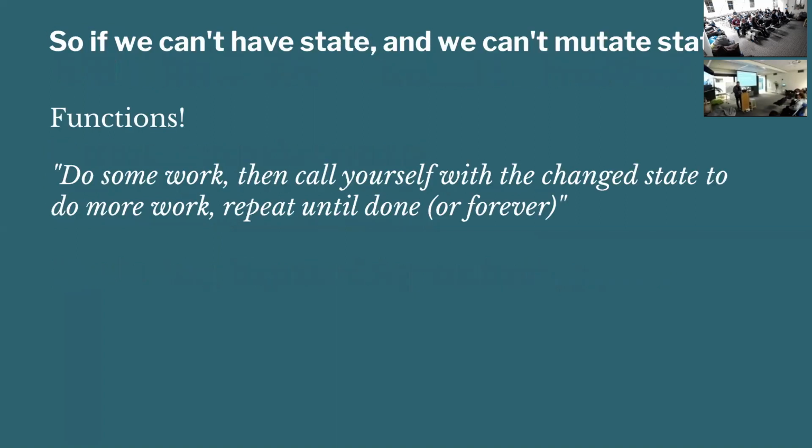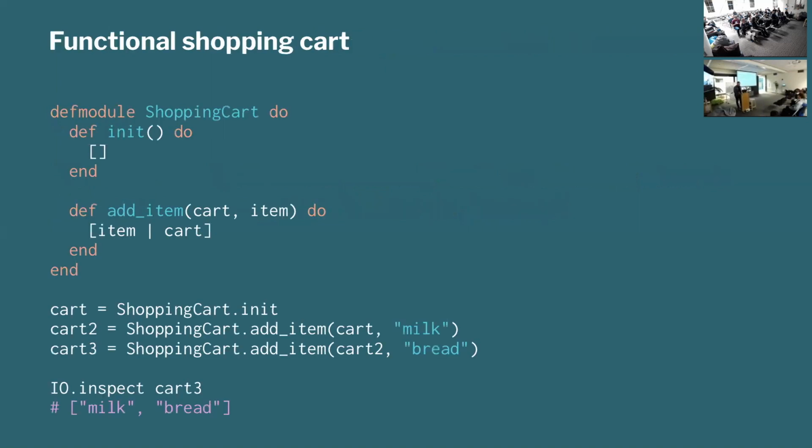So you can't have state and you can't mutate state. So what do you do? You have functions. You do some work, and then what you can do is call yourself with the changed state to do more work, and repeat that. That's how you do a loop forever until you're done, potentially. So you could have a loop that just keeps going and going. Do some work, recursively call yourself, pass it back, call yourself again, pass it back. And that would look something like that.